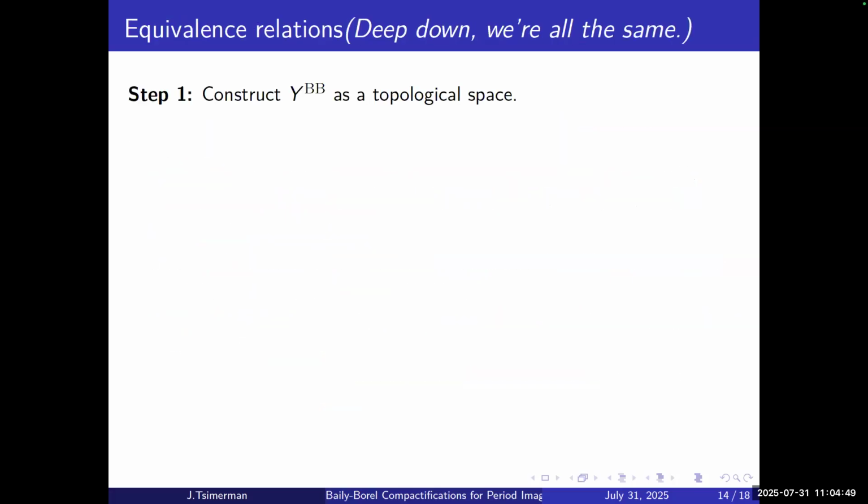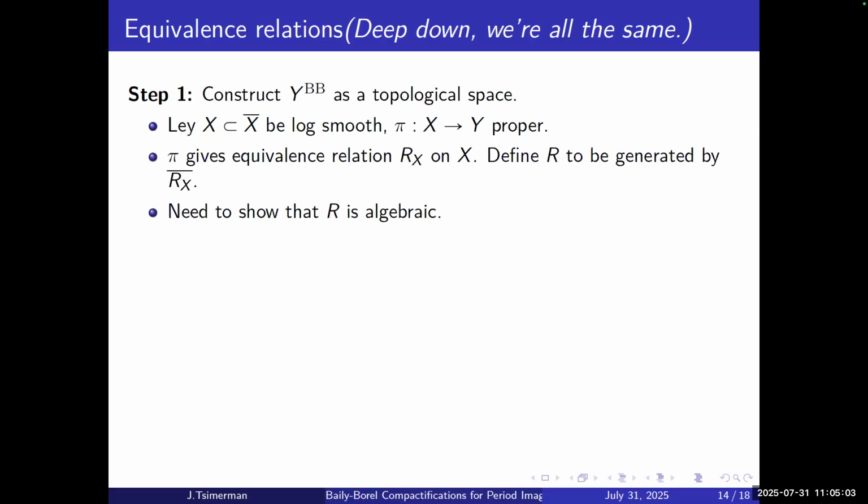Okay, so step one, constructing the Baily-Borel topological space. This part is almost immediate. There's a bit of a subtlety. So let's say you have this log smooth space, and you have this period map on the interior. Now we're going to construct the space as a quotient. So first I've got to give you the equivalence relation, and you can make the equivalence relation to be the coarsest thing imaginable. On X, you sort of know what it is because you already have the map to Y.